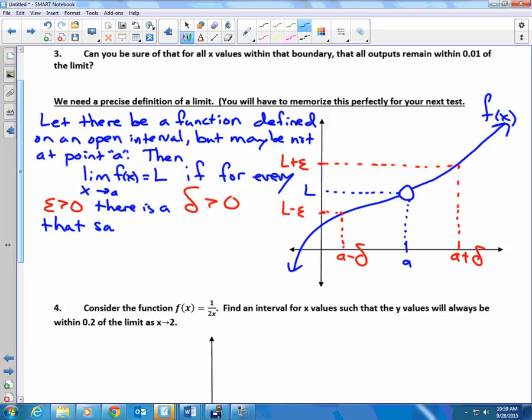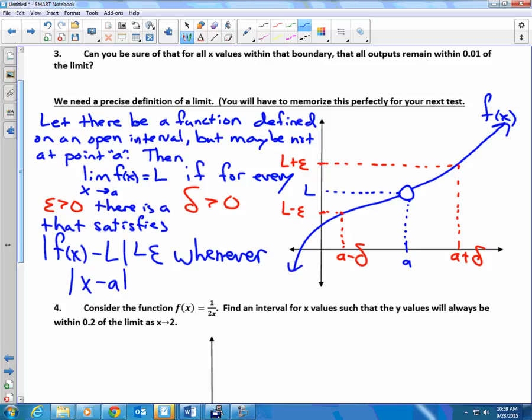There is a delta greater than zero that satisfies the following statement. Absolute value of f of x minus the limit is less than epsilon whenever absolute value of x minus a is less than delta. Boom. Finish writing it down and let's talk about what those last two little pieces mean there.